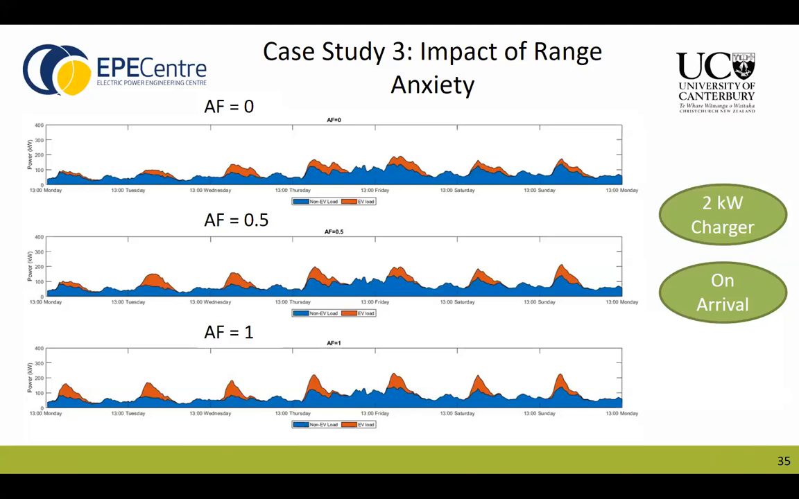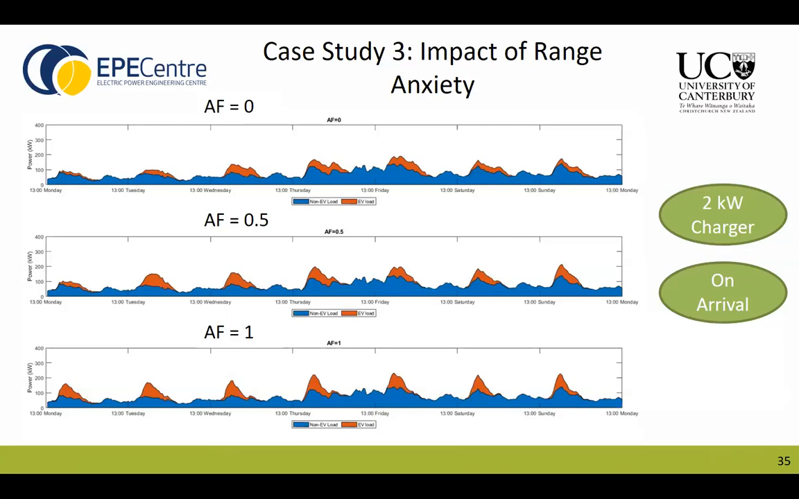So if we start with the bottom profile here, which is an anxiety factor of 1, we've got the same information displayed as before. We've got 7 consecutive days. The blue profile is non-EV load, and the red profile is EV load. I've removed the different penetration levels here just for ease of interpretation. So the EV contribution here is for the 100% penetration level. So in the bottom case, we have an anxiety factor of 1. All EV owners will charge their EV when they arrive home. And there's thus a relatively large contribution to peak load due to EVs.